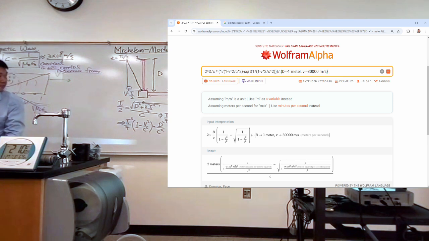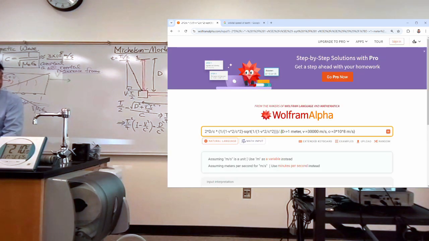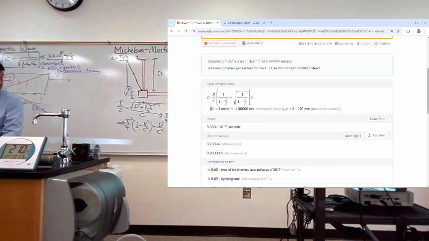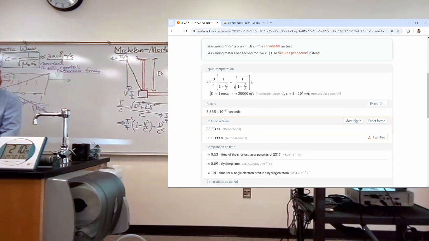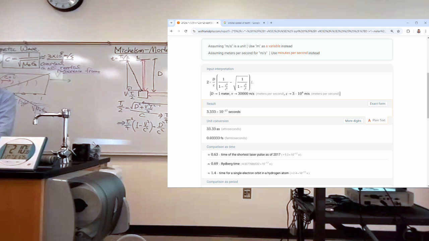All right, so let's see. They're not putting in a number for C. Let me do a number for C. C is about 3 times 10 to the 8 meters per second. Once again, I'm still using Wolfram language. All right, did I do something wrong? Oh, correct the formulas. 1 meter, 30,000 meters per second. All right, for the time, we get 10 to the minus 17 seconds.